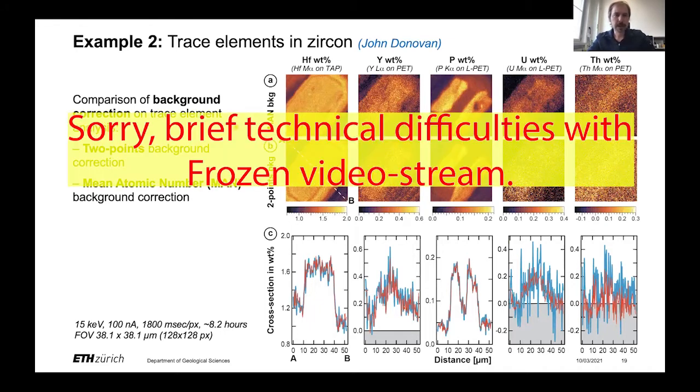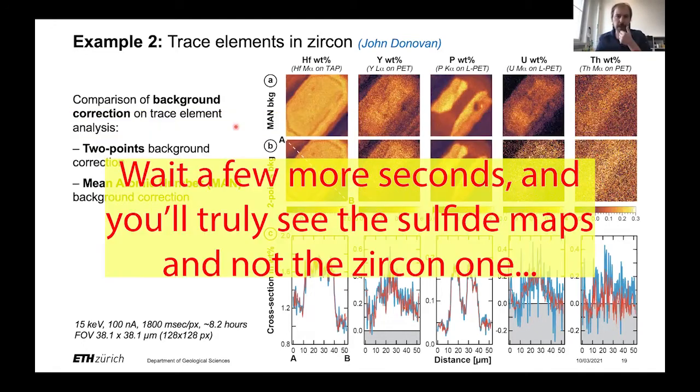Now, regarding peak interferences, this is a classical example of sulfur K alpha being interfered with by another line, in that case, molybdenum L alpha. We are looking here at pyrite and chalcopyrite, and you can see that, of course, the iron and the sulfur.